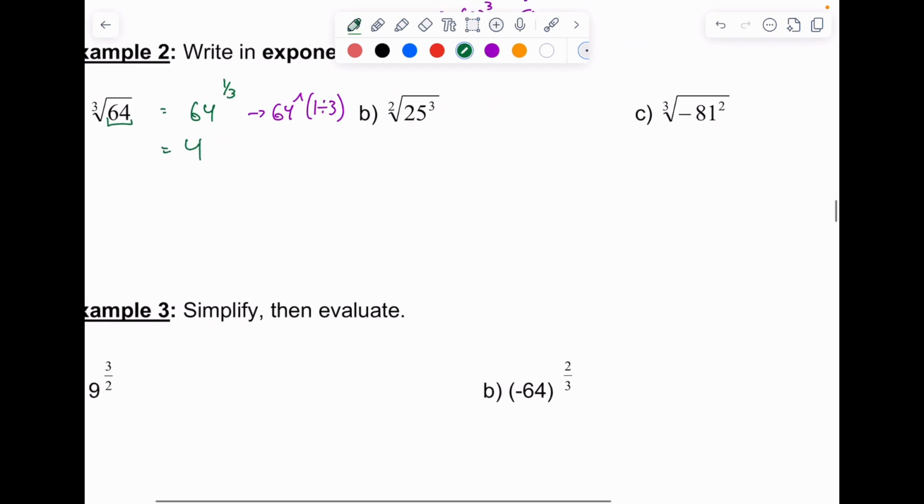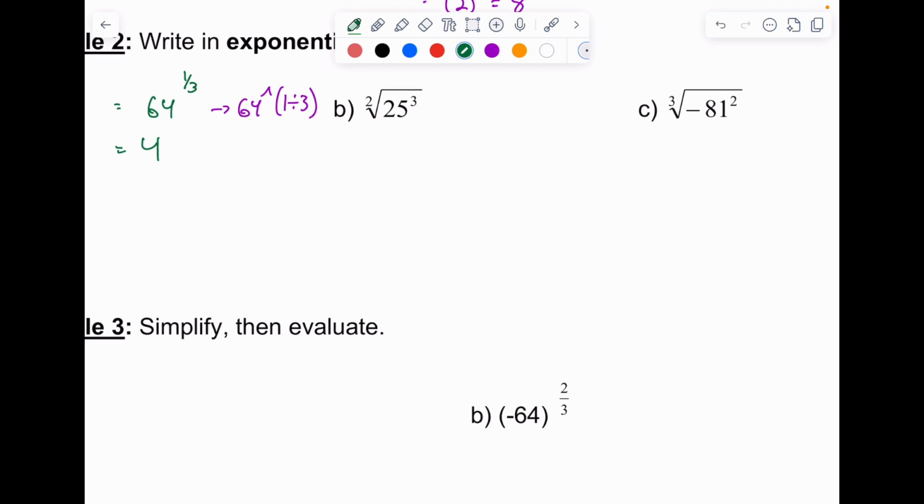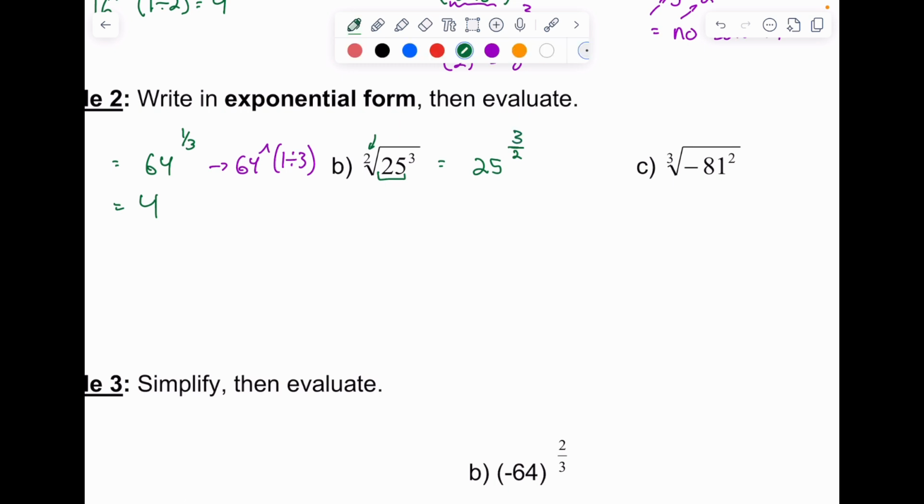All right, so next one. 25, and that 25 is being put to the power of 3, and it is under the second root. So my base is 25. That's the number you see here. It's the second root, so that means my denominator needs to be 2. And I'm putting it to the power of 3. Cool. I wrote it in exponential form.